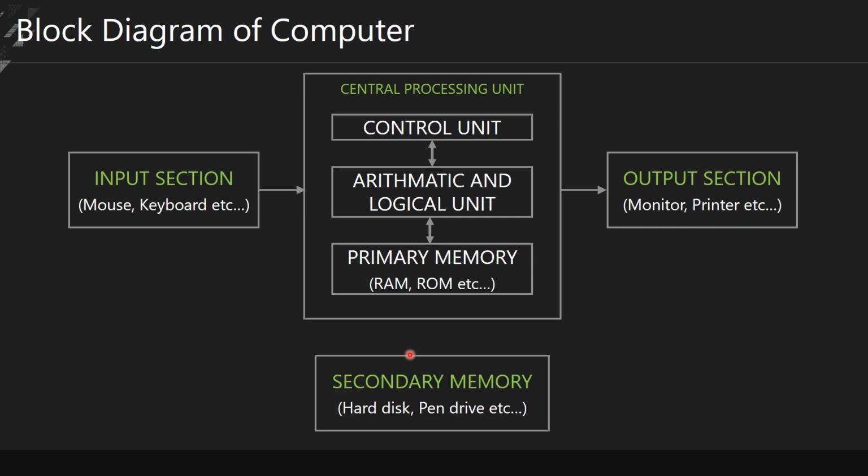As I told you, there is secondary memory. If I wanted to store the data for a longer period, then you can use the secondary memory. It could be a hard disk or pen drive, any kind of thing you can use. This also has a connection with the CPU, the central processing unit. So this is the overall picture of the block diagram.